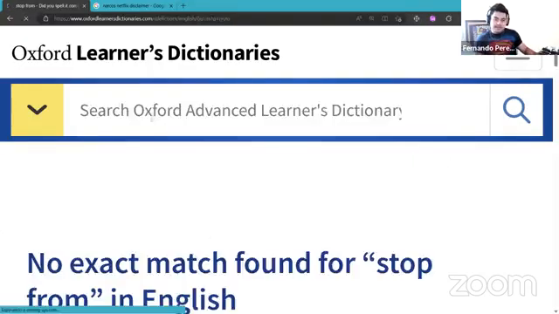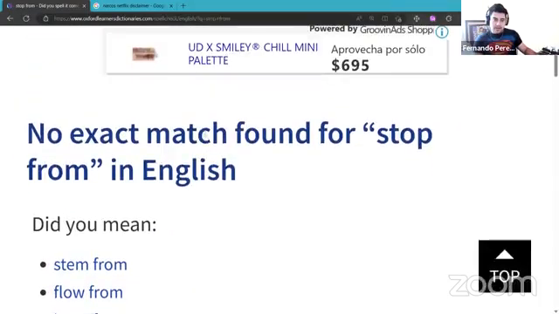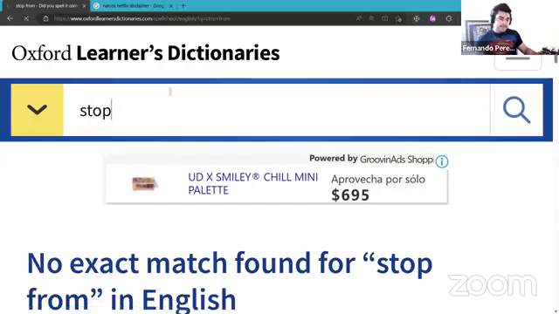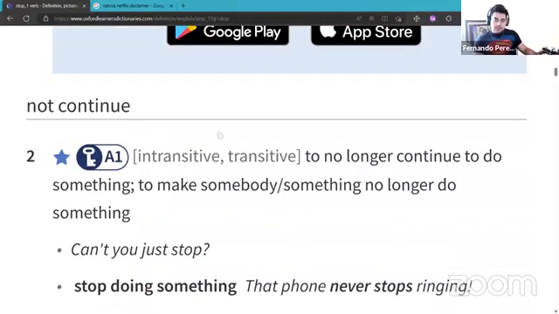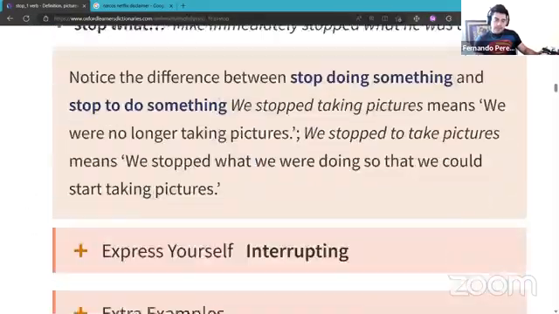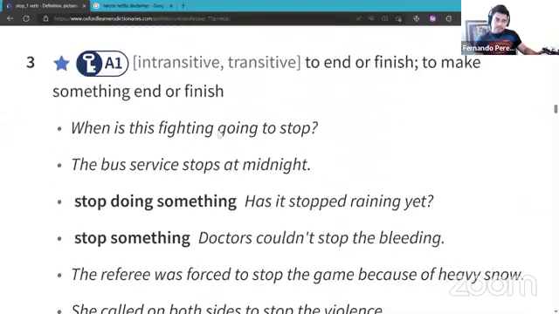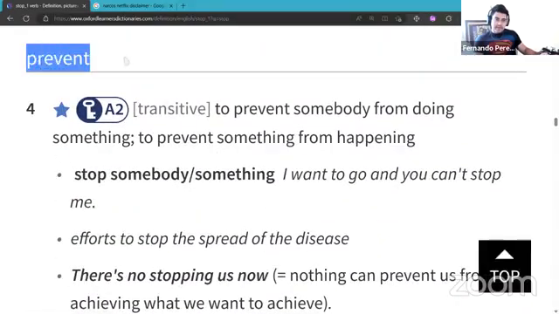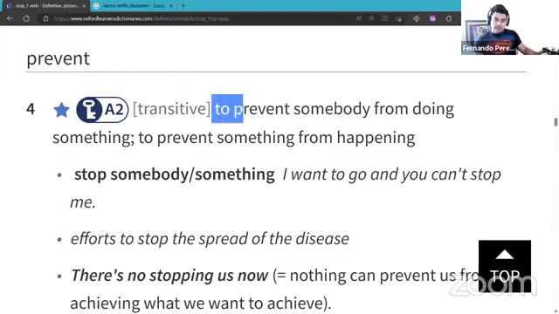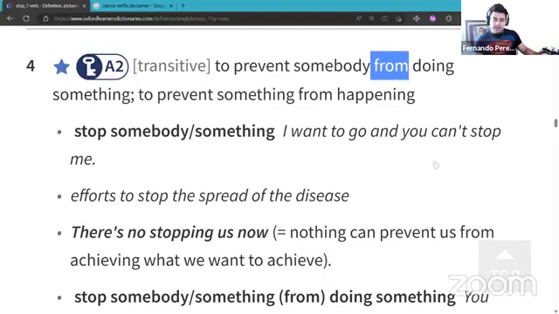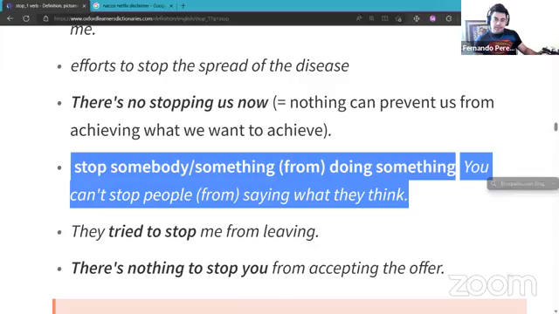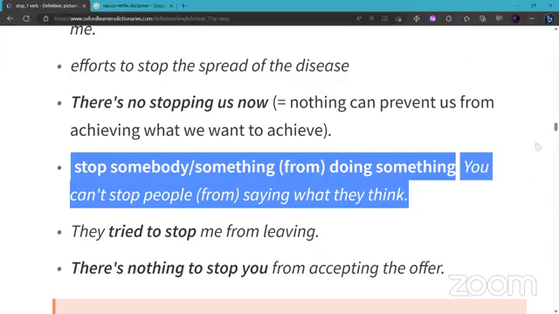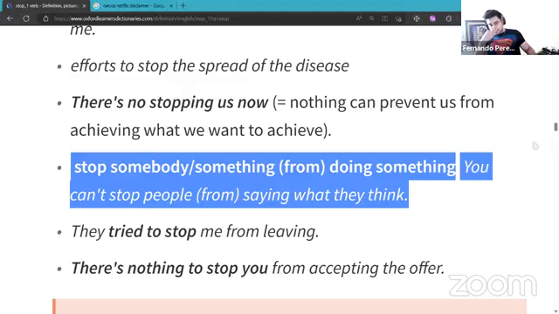Let me check if it's a phrasal verb. No, it's not a phrasal verb. Look at this: to no longer continue. "Prevent": to prevent somebody from doing something. And look at the chunk, it's connected with "from." Look at this example: "You cannot stop people saying what they think."